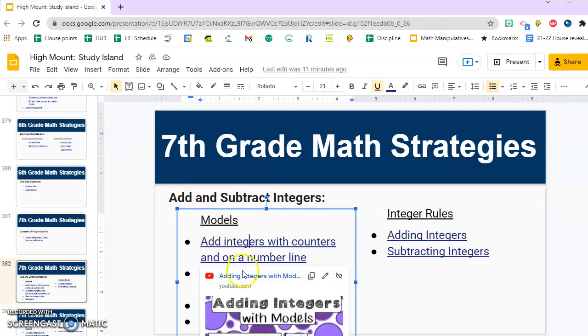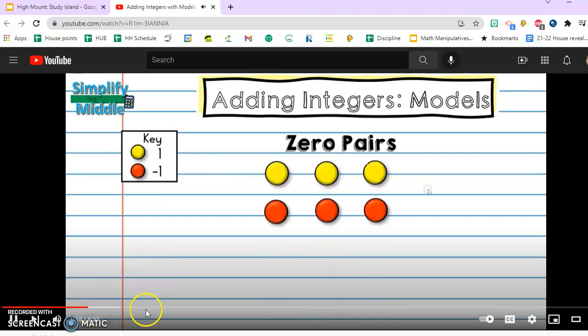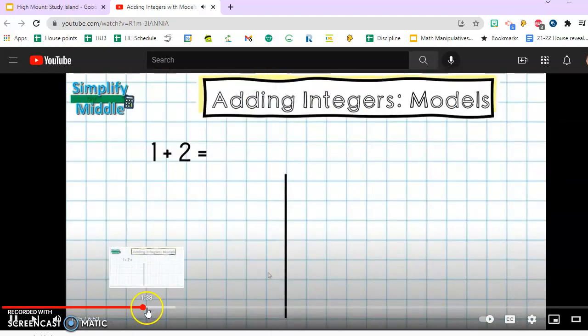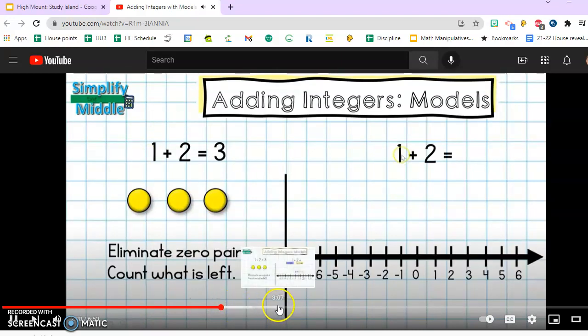So again, this video has both the counters and a number line. Those are two separate strategies, but this is a great video to show the different zero pairs, how that works, the positive and the negative counters, and then it also shows the number line as well. With the examples, it uses the counters, and then it also shows you with the number line.